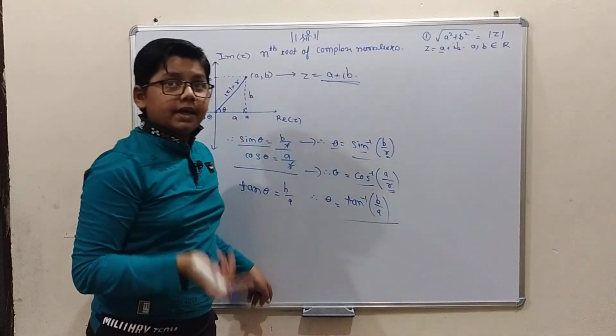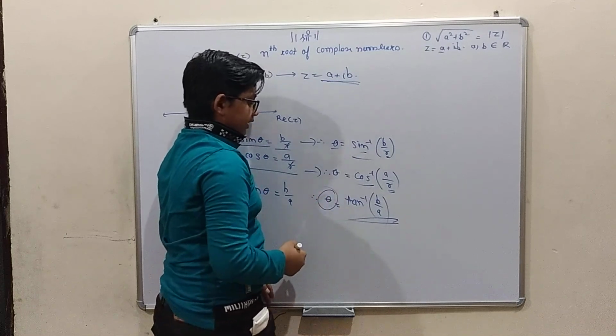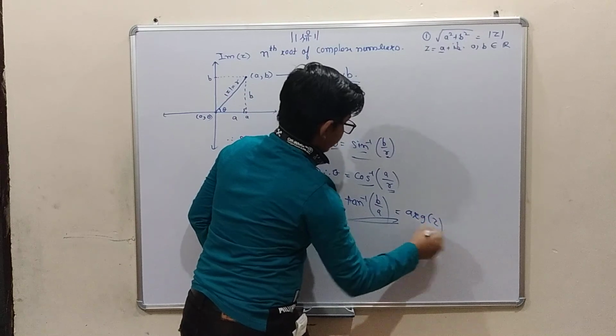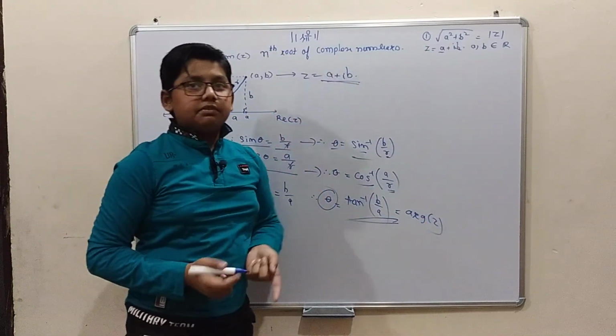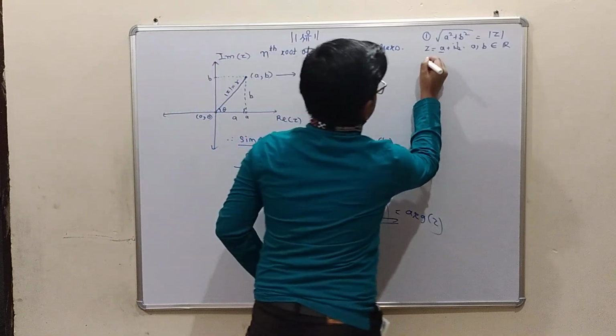If we compare it with the general form a plus ib, we can easily find the angle theta, that is the argument of z, which is represented as arg z. So we have found this formula: theta is equal to tan inverse of b by a, which equals the argument of z. Now we will write it over here.